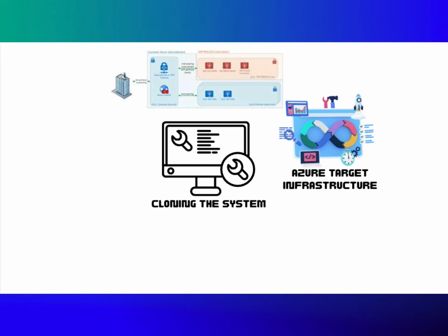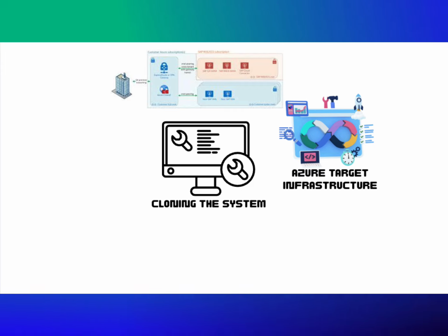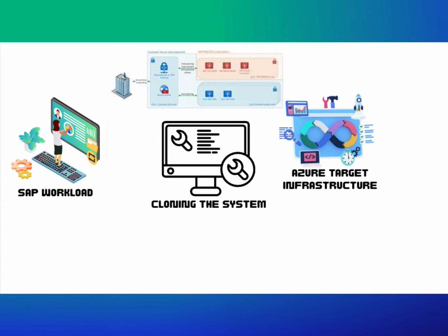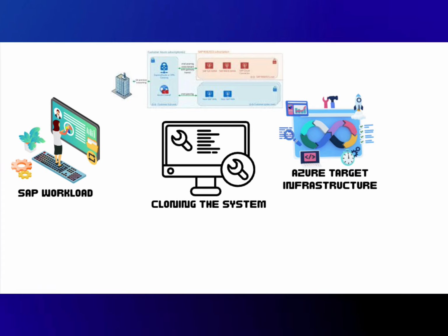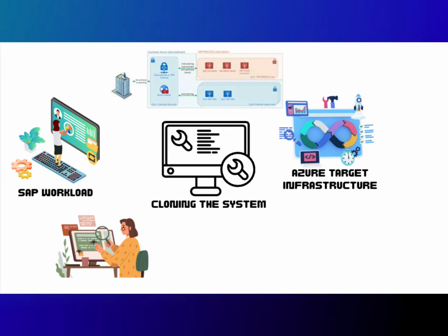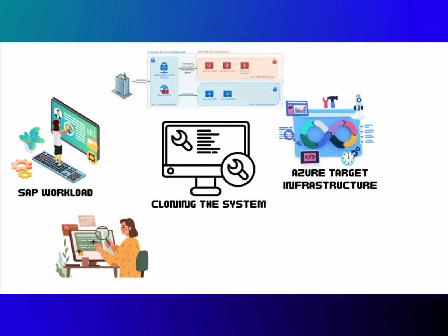He needs to perform cloning of the systems, build a homogeneous system copy using backup or restore, or use DBMS replication tools, for example, Oracle Data Guard, SQL Always On. This moves your SAP workloads as is, keeping the same database type from on-premises to Azure. Finally, validation and testing. Run thorough business and technical tests like functional, integration, and acceptance to confirm the copy is correct.